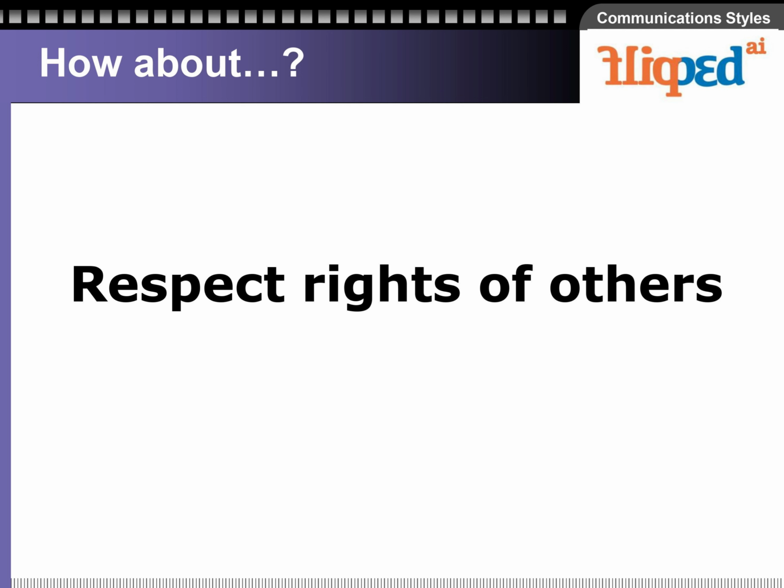Here we explore the characteristic "respect rights of others." This trait strongly aligns with the assertive communication style. Respecting the rights of others means acknowledging and honoring their boundaries, feelings, and needs, while also expressing your own thoughts and feelings in a clear and confident manner.